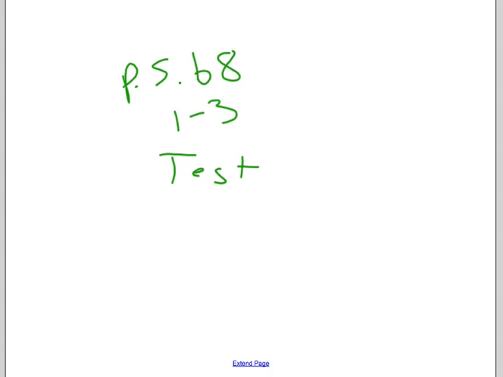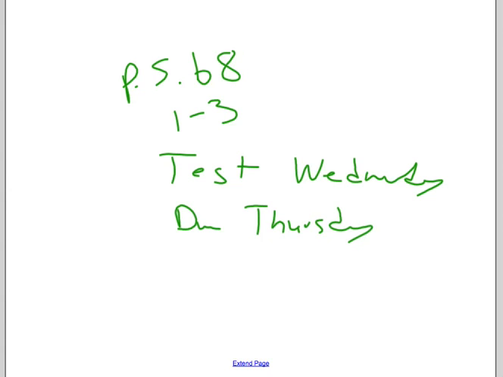Okay. Your assignment is problem set 68, 1 through 30. Test Wednesday. So I guess what I should have said is I'll go over this with you before we grade on Thursday, because this is going to be due Thursday since we have a test Wednesday. Okay, due Thursday. Problem set 68, 1 through 30. All right?